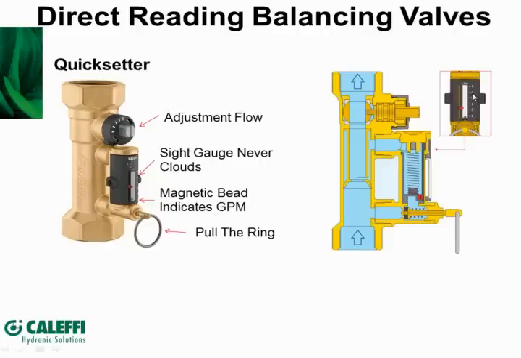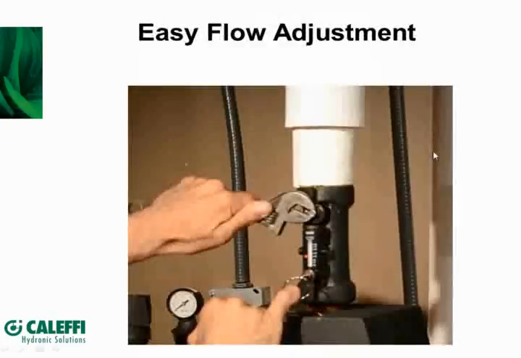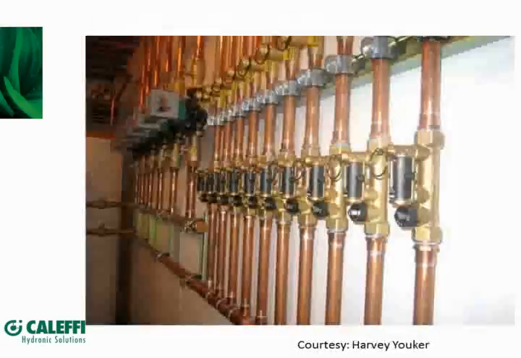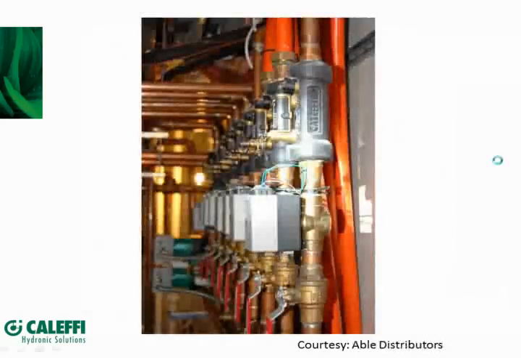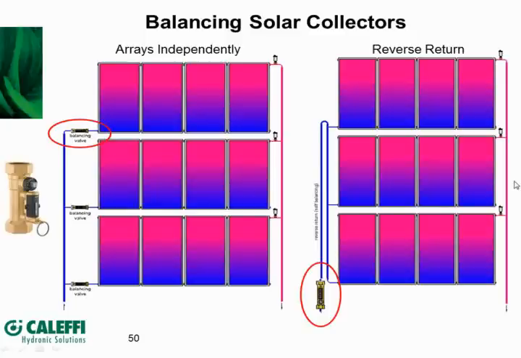So if you pulled the pin and you had 6 gallons per minute and you wanted 4, you simply take this knob, adjust it to the bead dropping down to 4, and now you have set your flow rate within literally seconds without any instrumentation needed. So if we look at this example, this would indicate, if you can see it on your screen, about 3.4 GPM. And here's how easy it is to adjust. Here's a contractor on a chilled water loop adjusting the balancing valve. And we have seen these used in many applications around the country. In the interest of time, I'll just go through them very quickly.